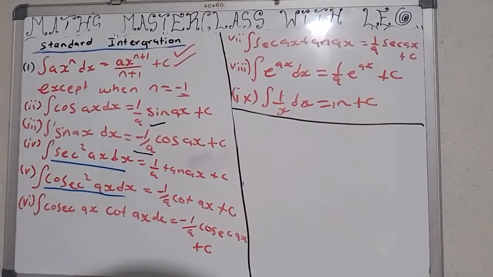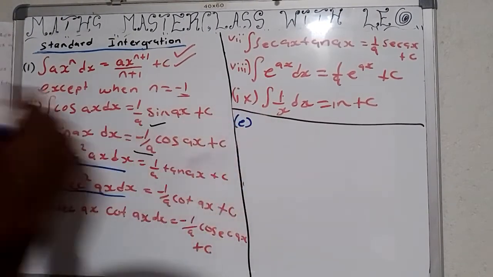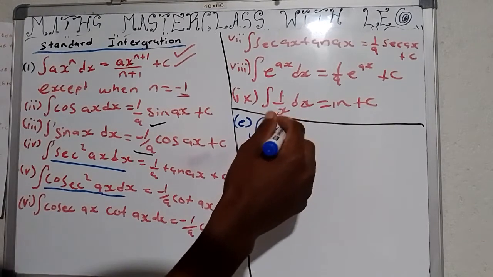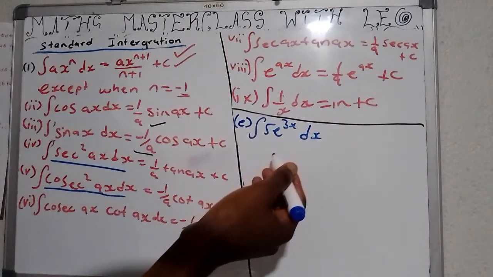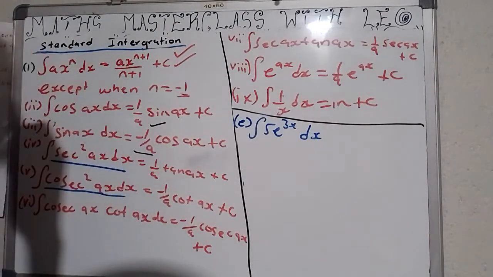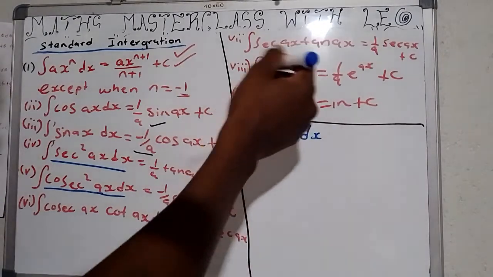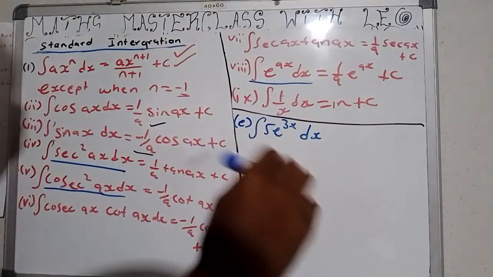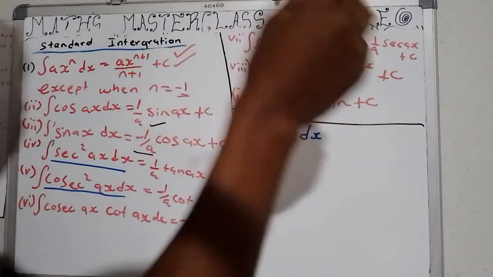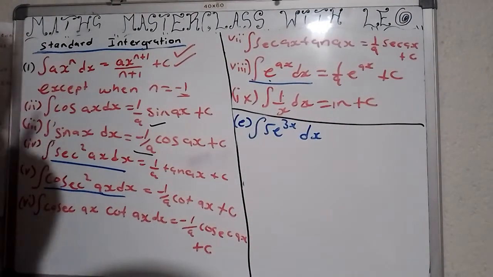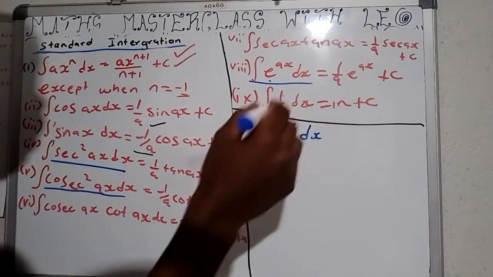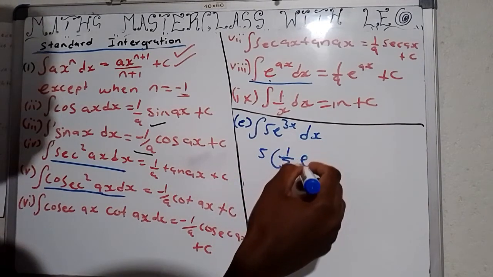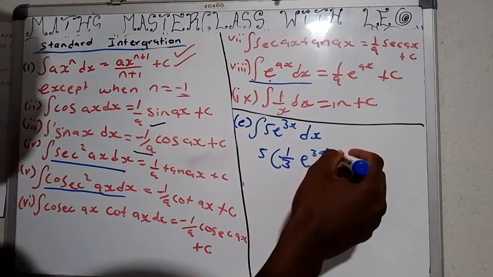Okay, now let's take the next question, which is E. It is the integral of 5e to the power 3x dx. So in this case, they need us to integrate this. How can I integrate that? But when looking at this, I know this is that, which is the integral of e to the power ax dx is equal to 1 over a e to the power ax plus c. When I integrate this, this is what I'm going to get. So now what I need to do, I can just say 5 into, when I integrate e to the power 3x, I'm going to get 1 over 3 e to the power 3x plus c.